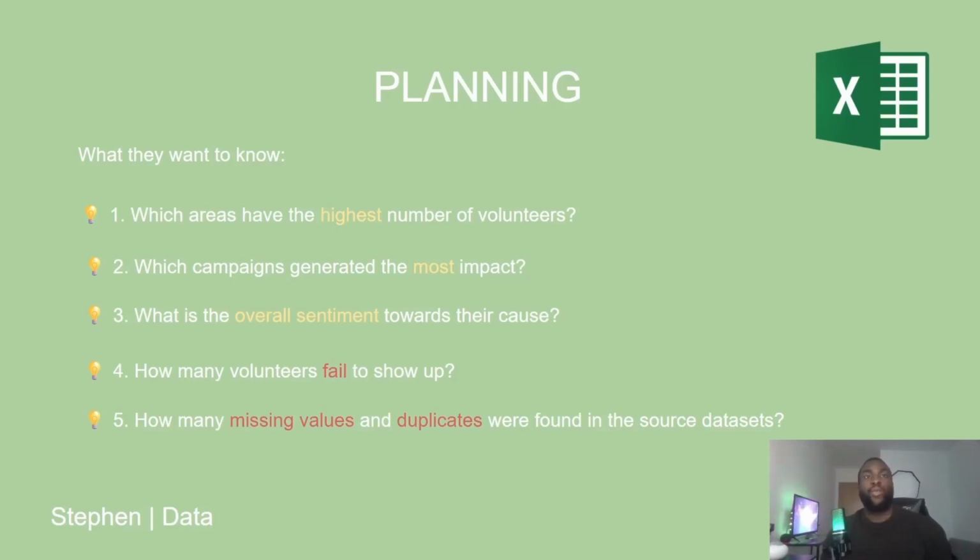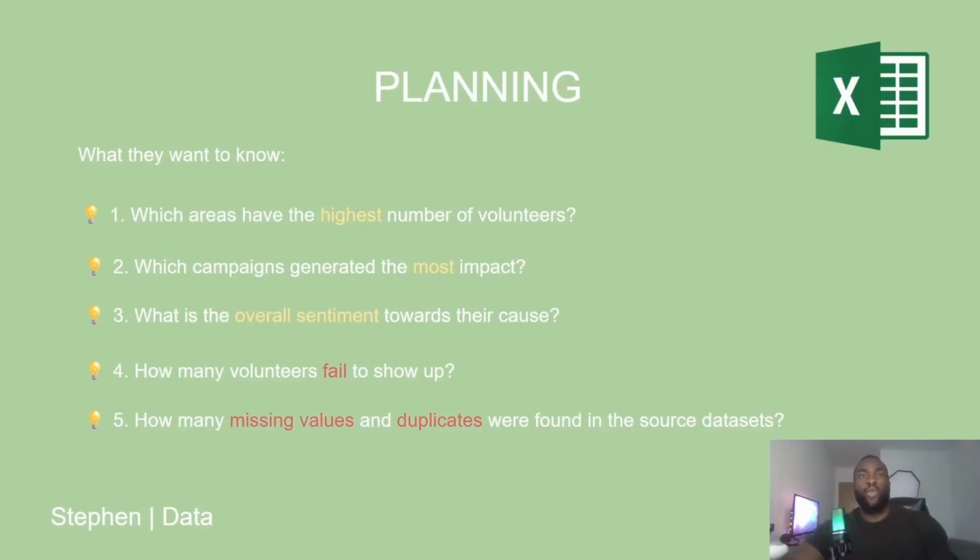Question number four. We can actually use a donut chart, and that's going to display how many people actually attended versus how many people didn't. And the final question, how many missing values and duplicates were found in the source data sets? That one's an easy one. That's going to be KPI cards or scorecards.